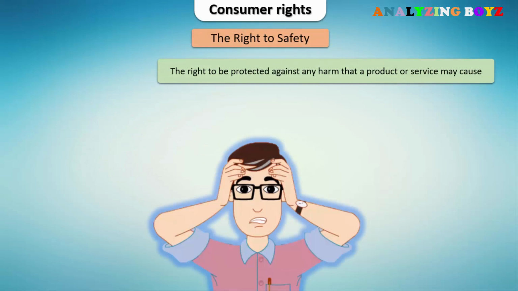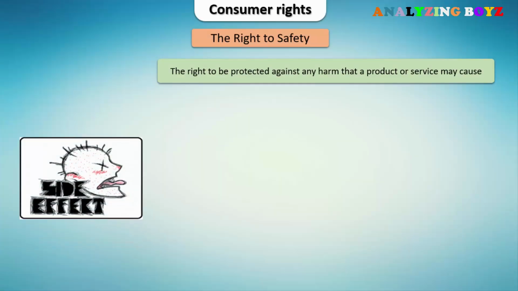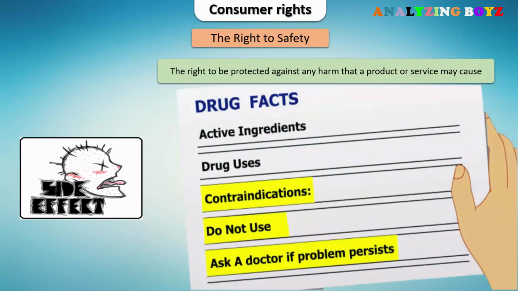He also has a right to safety. That means he is protected against any harm that a product or service may cause. For example, Samir is suffering from a headache. Since Samir suffers from hypertension, he must know the side effects of the medication he plans to take to treat his headache. The pharmaceutical company that has made the medicine must provide all the necessary information related to the medicine so that Samir knows the side effects the medicine can trigger in patients suffering from hypertension.